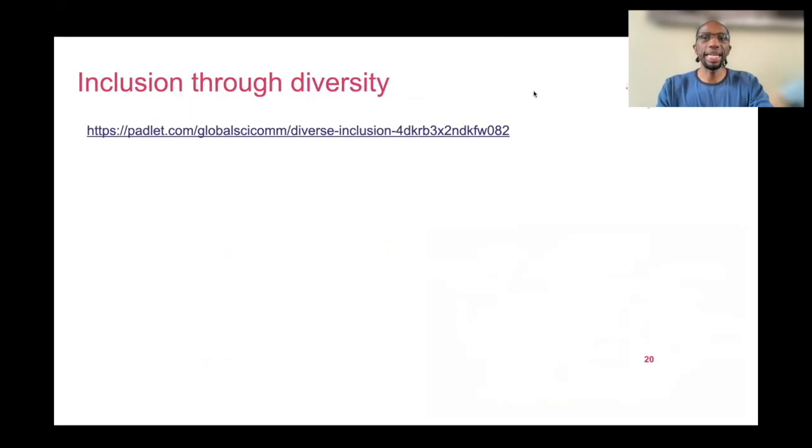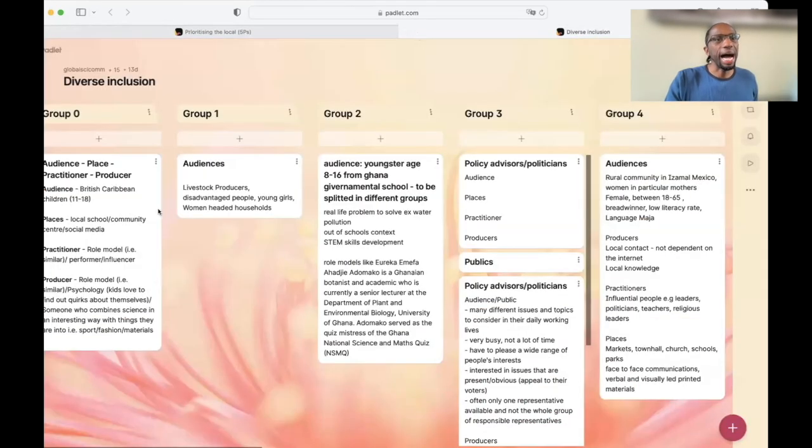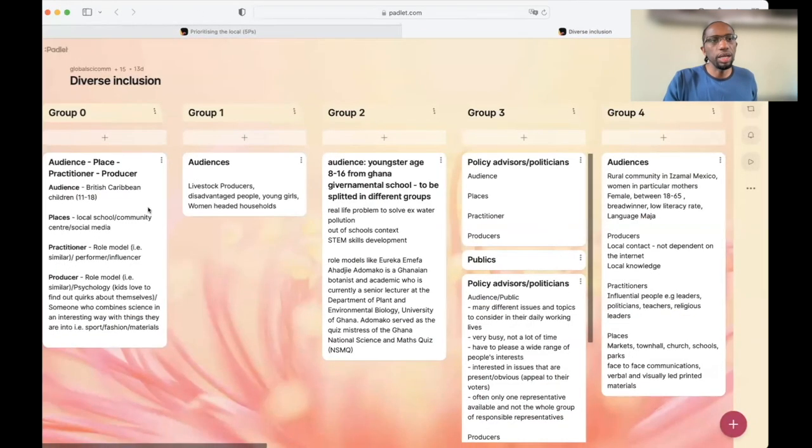So we did an exercise, which was to look at how to use diversity to be more inclusive. For this one, it was just thinking about how you could look at changing the practitioner or the producer of the knowledge or the places that you do science communication to focus on these different groups and to allow you to really cater for a diverse world. Now, to cater for a diverse world, you need to show versatility. You have to be versatile in your approaches, in the way you do things.